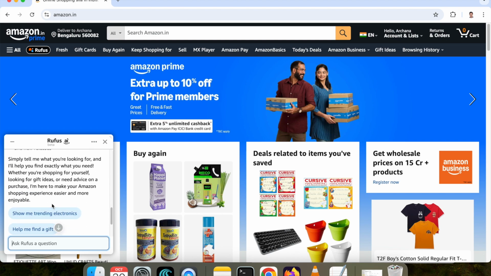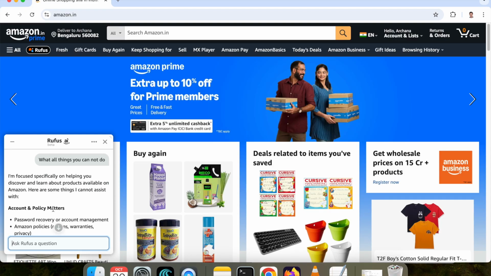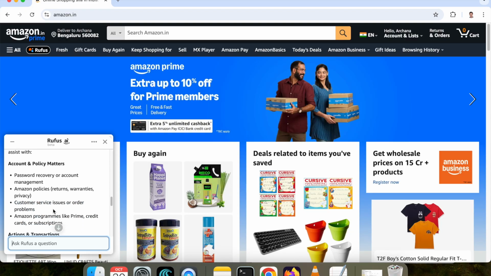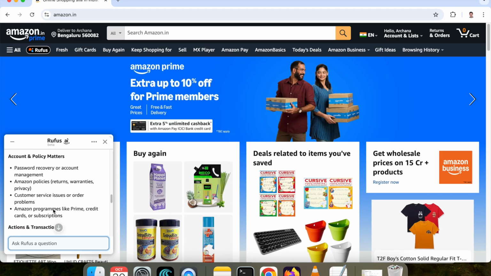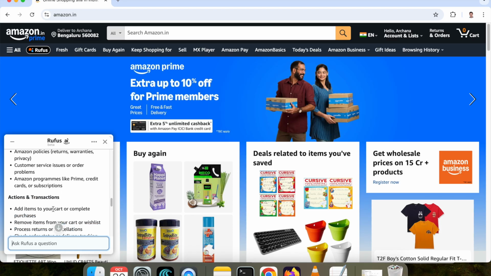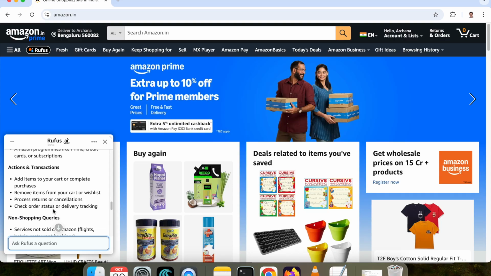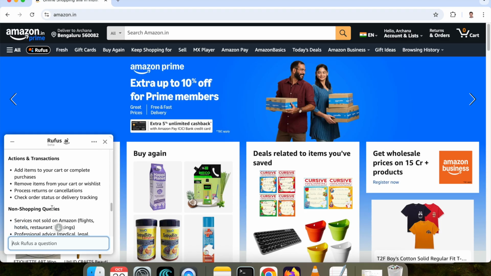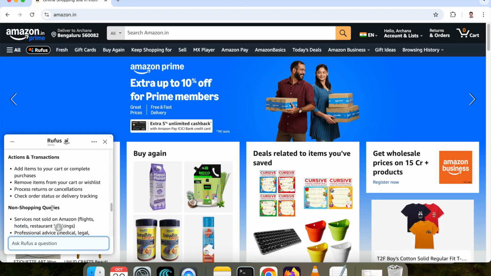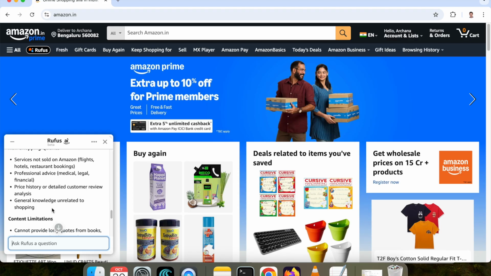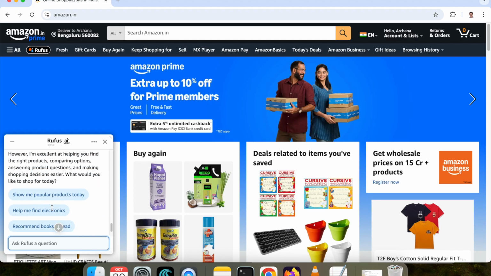Okay, let's also check what it cannot do. It talks about things it cannot do, like password recovery, Amazon policy, return policy, warranty, customer issues, and Prime credit card subscription. Anything that is more user-specific information, those capabilities have not been enabled with Roof AI, which is possible, but as of now it is not possible. So, content limitation, everything. Okay, let's check.